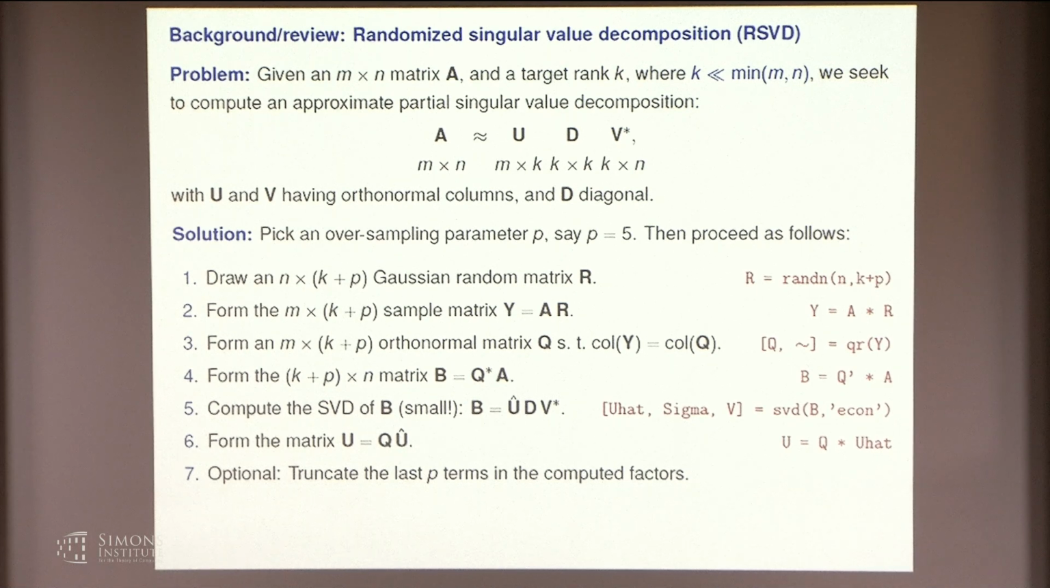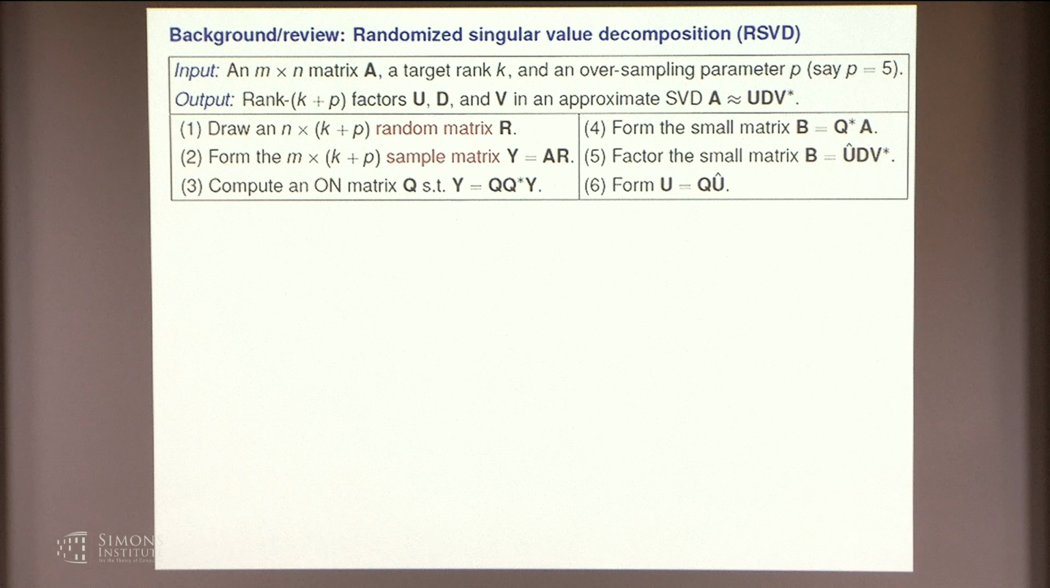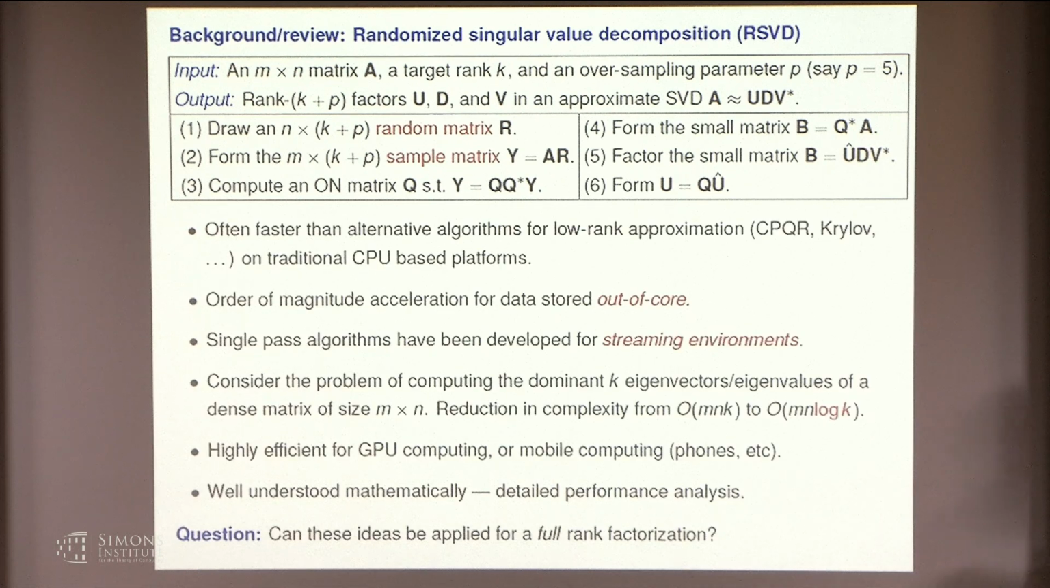So the question now is how, and I should say before I move on to the next case, one of the main advantages of this method is that you only interact with A through the matrix multiply. So this typically gives lower accuracy than a Krylov method would do.